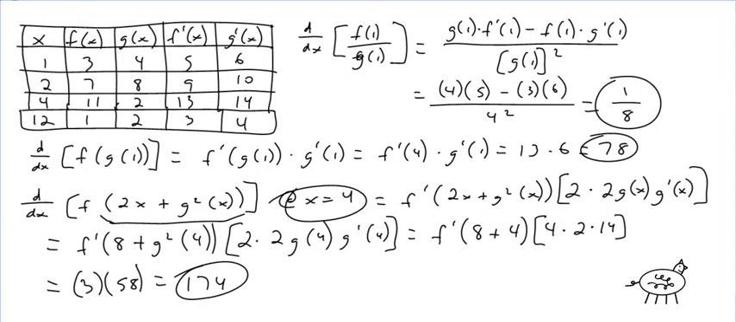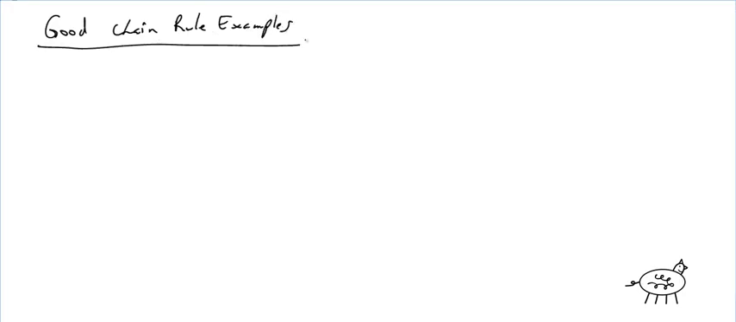We did one with a chart, but I want to do some other examples. All right, so I'm going to title this Good Chain Rule Examples. So the first one is y equals sine of 2x to the 4th. Okay, and d by dx.